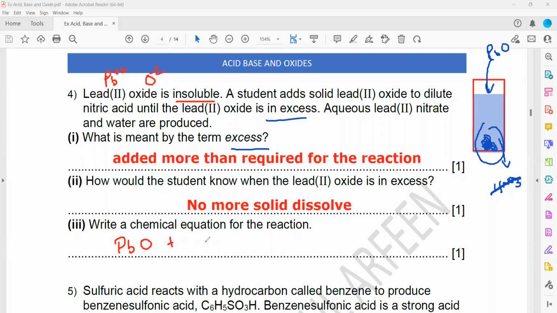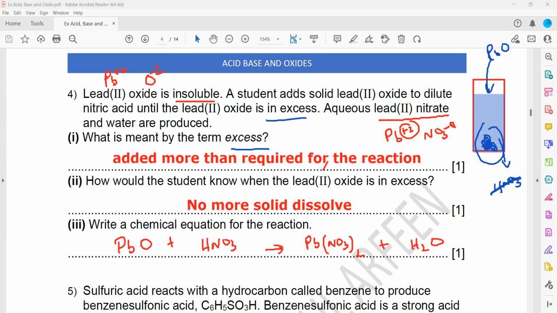Plus nitric acid, as I mentioned, HNO3. A metal oxide reacts with acid and gives salt. Because nitric acid gives nitrate salt, it will give lead 2 nitrate. What is the formula for lead 2 nitrate? Lead is +2 and nitrate has a valency of -1. So lead 2 nitrate will be Pb(NO3)2, with the 2 in brackets because lead valency is +2 and nitrate is -1, so we cross multiply. Plus water, so it will be H2O.